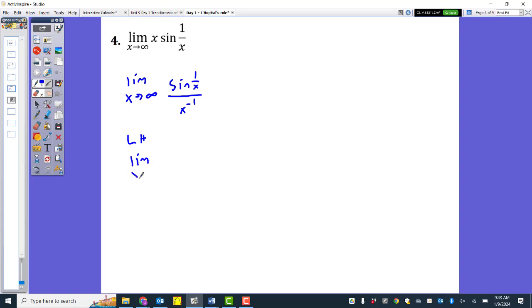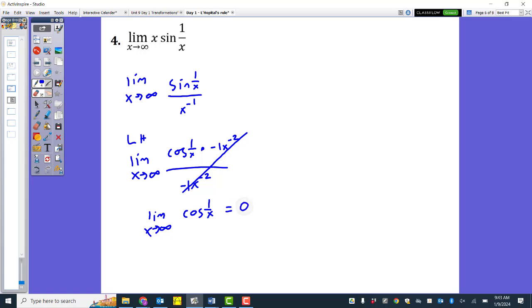L'Hopital's, limit as x approaches infinity of the derivative of sine of 1 over x is going to be cosine 1 over x times negative 1 x to the negative 2, over the derivative of x to the negative 1, or 1 over x, which is negative 1 x to the negative 2. Those will cancel. We're left with limit as x approaches infinity of cosine 1 over x. As x goes to infinity, the 1 over x goes to 0, so this is cosine of 0, which is equal to 1. All right?